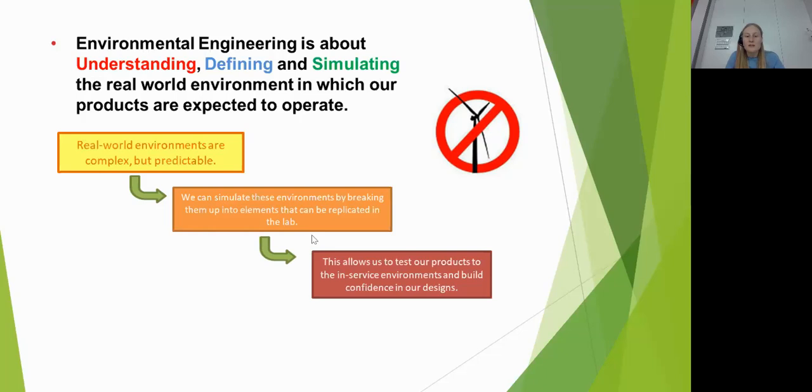In the real world, environmental conditions are complex, but they're also predictable. We can simulate these environments by breaking them up into different elements that can be represented in a lab. This allows us to test our products inside real world conditions inside a laboratory. And this is, I find, really interesting, because a lot of the time you don't get to see the effects of the harsh climates, but I get to see it in my day-to-day job.